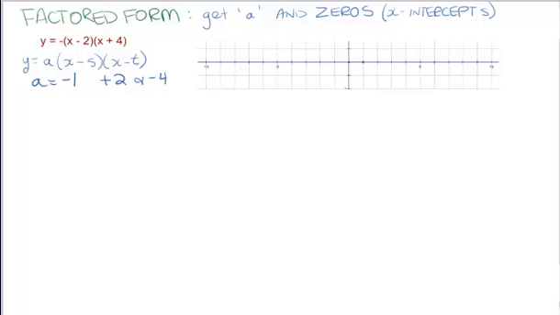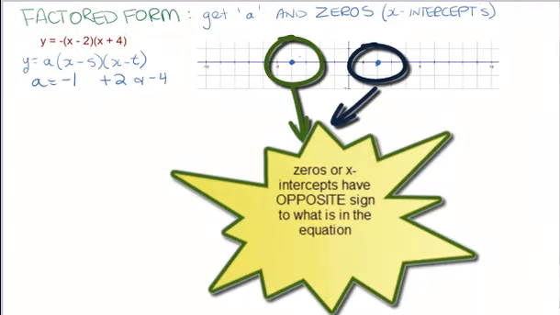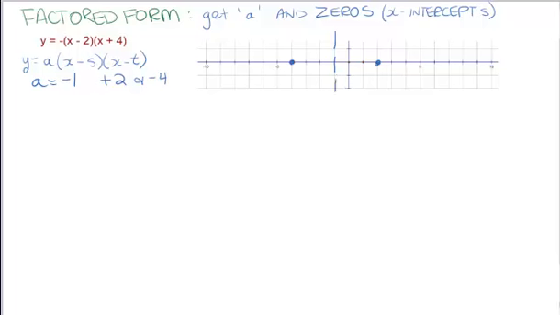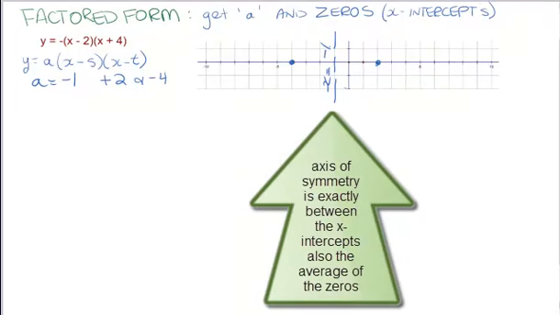You can plot those points right on the grid and determine the axis of symmetry. And here's your point at positive 2, an x-intercept, and the x-intercept at negative 4. The axis of symmetry is exactly in between your zeros, which in this case would be at negative 1. Your axis of symmetry is x equals negative 1. The axis of symmetry is your x coordinate of the vertex.